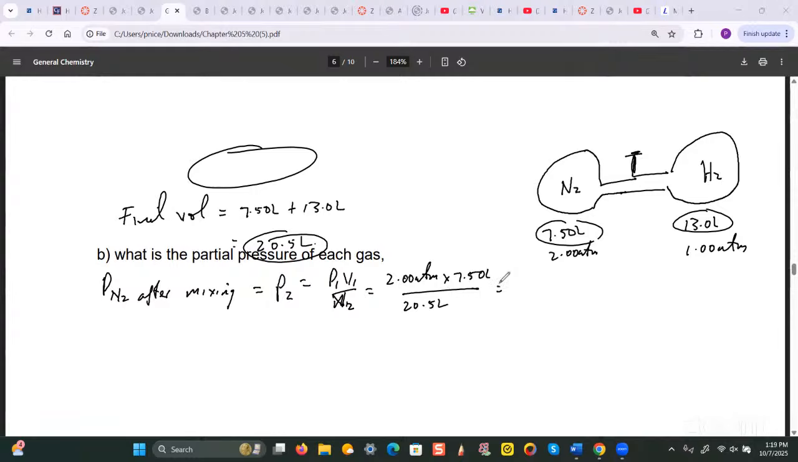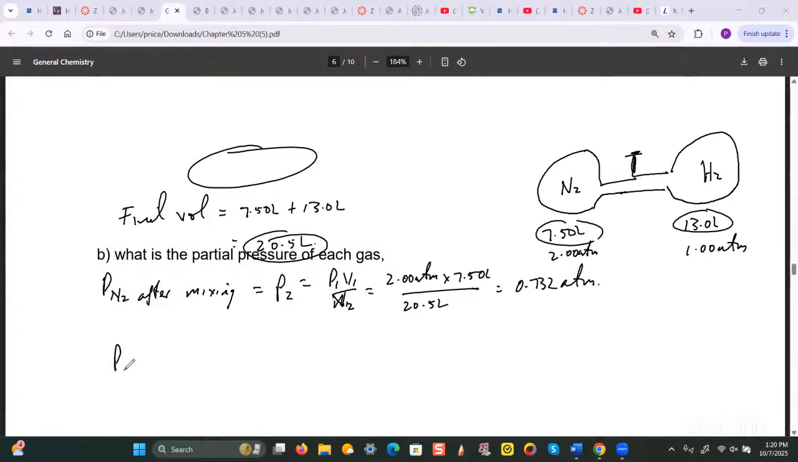So let's see what that gives. 2 times 7.5 divided by 20.5. And according to my calculation, oh, this can't be right. Wait a second. 2 times 7.5 divided by 20.5. Okay, that's more like it. So I got, and please correct me if I'm wrong, 0.732, and that would be atmospheres, right? So that's the pressure of the nitrogen after mixing.